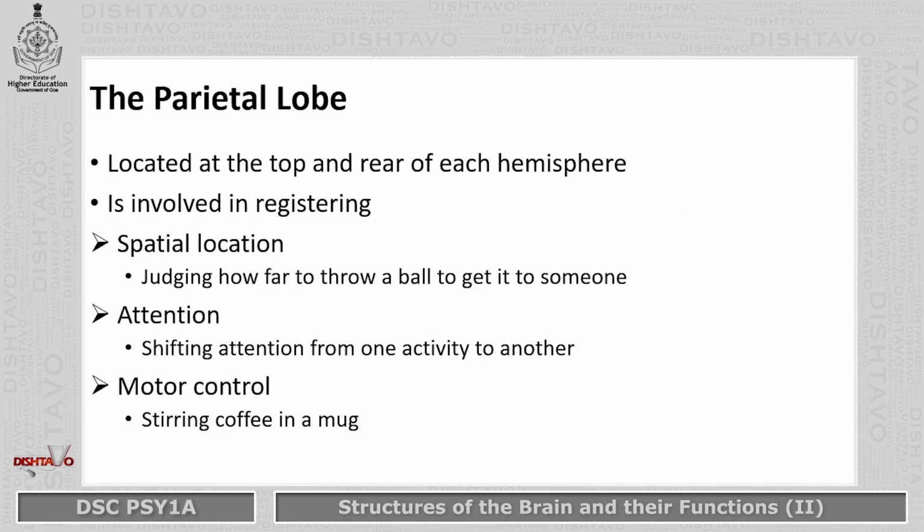We now move on to the parietal lobe. This is located at the top and rear of each hemisphere. This is involved in registering spatial location. So when we have to judge how far to throw a ball to get it to someone, it is the parietal lobe which is in action. It registers attention when we shift attention from one activity to another. It's also involved in registering motor control. Stirring coffee in a mug would require the involvement of the parietal lobe.